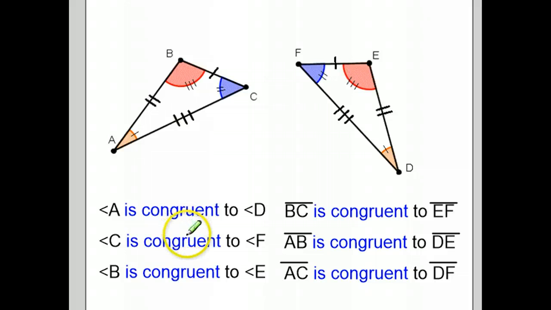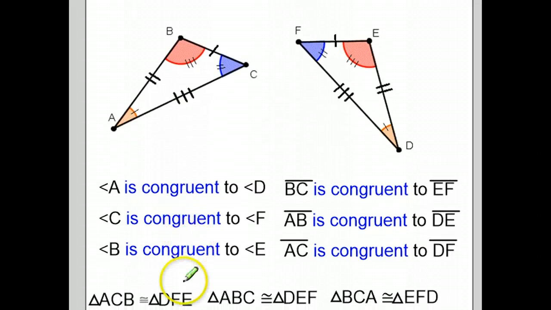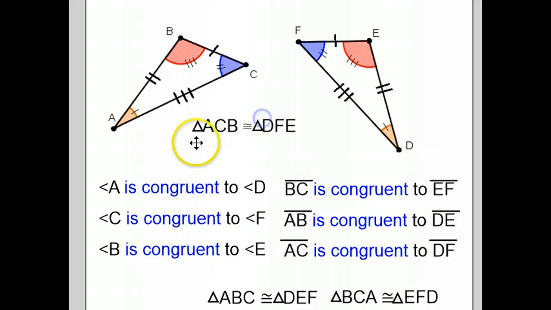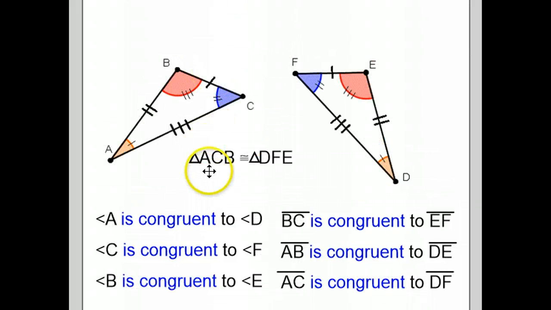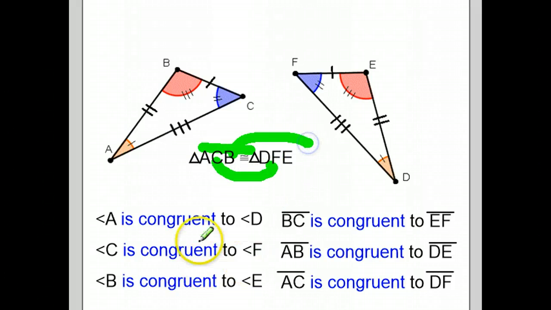When we say corresponding, and the reason why corresponding is important is because there are 6 ways to represent that these triangles are congruent. There is this format, triangle ACB is congruent. Okay, so as you can see here, this orientation has ACB first. Well, ACB is this order, and DFE is this order. So as long as the letters correspond to one another, we're good to go. Okay, so that's one way to write that these two triangles are congruent.